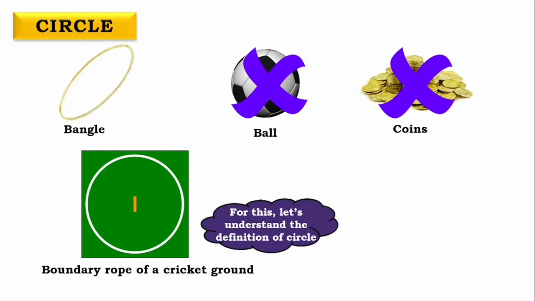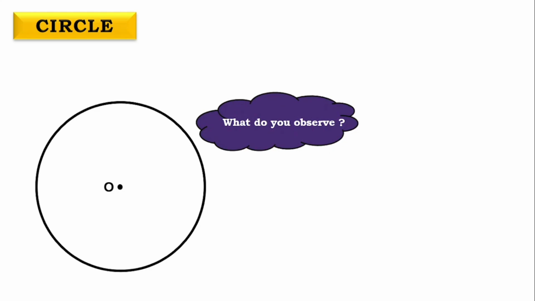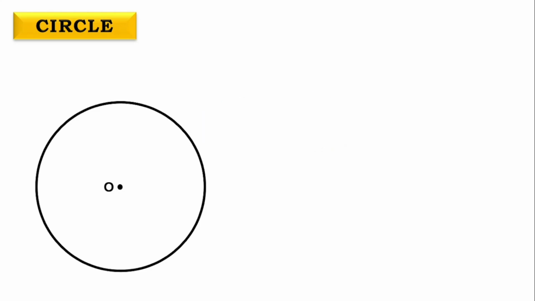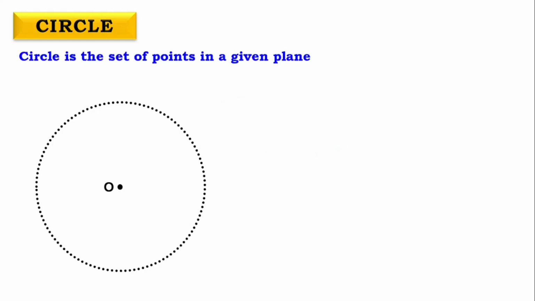For this, let's understand the definition of circle. So we need to understand the definition of circle. Let us see that. What do you observe? A circle with center O. So this is a circle with center O. Let us define circle. Circle is a set of points in a given plane. So you can see this over here. So this circle is a set of points over here.